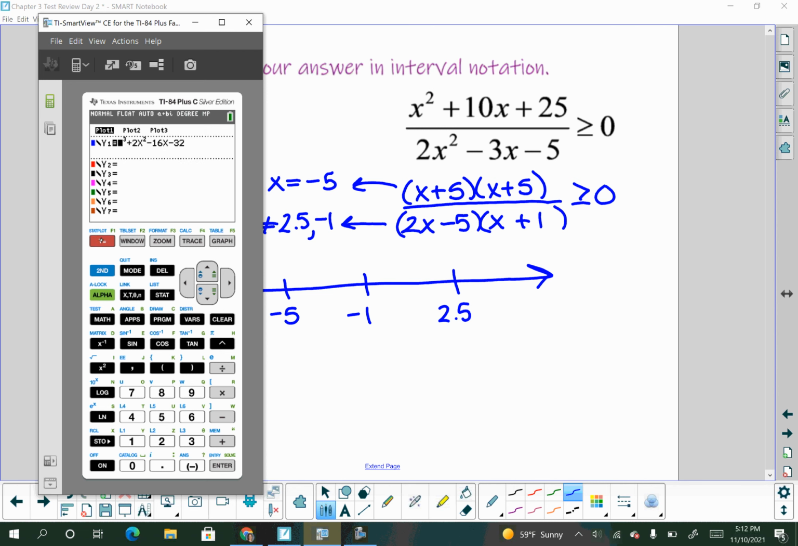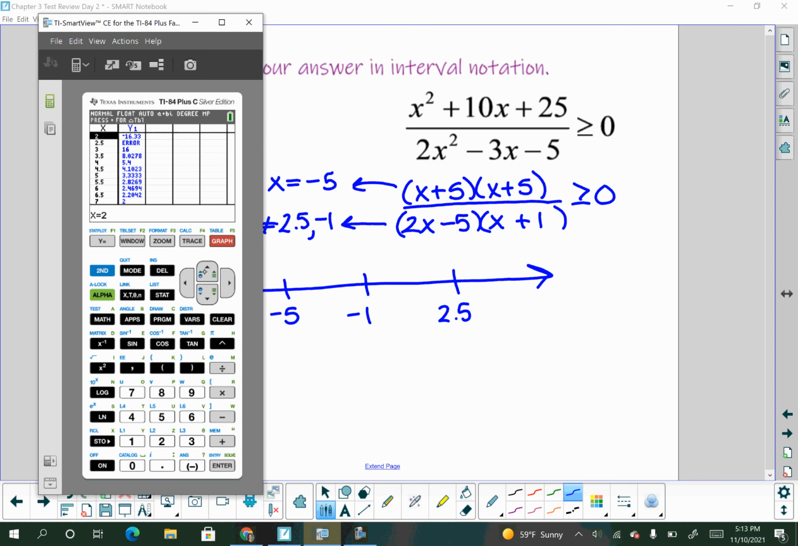So we're going to go to y equals, and let me make sure my plot's off from what I did before. Okay, so I'm going to hit alpha y equals to get my fraction set up. Numerator x squared plus 10x plus 25. My denominator is 2x squared minus 3x minus 5. And now I'm going to go to my table.